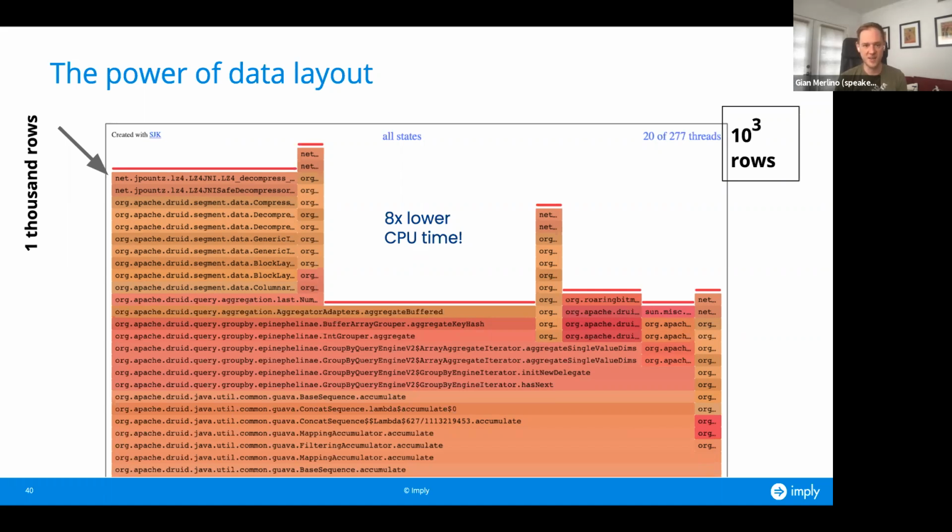And now you see that the amount of time being spent decompressing blocks, instead of 90% of the time, is like 20% of the time. And the overall CPU time is 8 times lower. So the queries are running 8 times faster. And it's the same number of rows. It's the same queries. It's the same partitioning mechanism. So we didn't change any of that stuff. All we changed was the way that rows are ordered within a segment. And it made this huge difference.